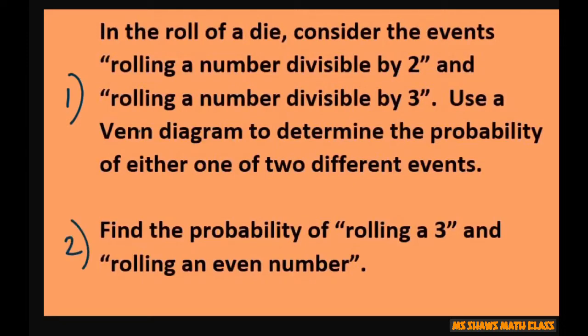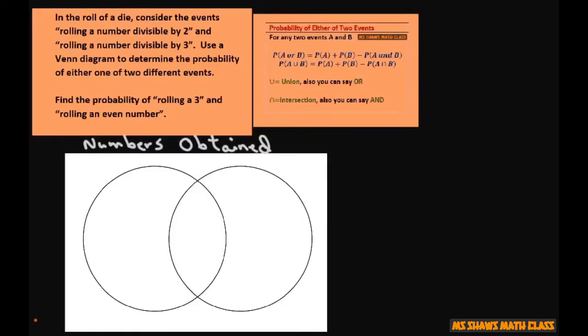Find the probability of rolling a 3 and rolling an even number. And the second one's going to be called two mutually exclusive events. So this video is basically an introduction. So we're going to do a Venn diagram of our sample space. Now the sample space is 1, 2, 3, 4, 5, 6.